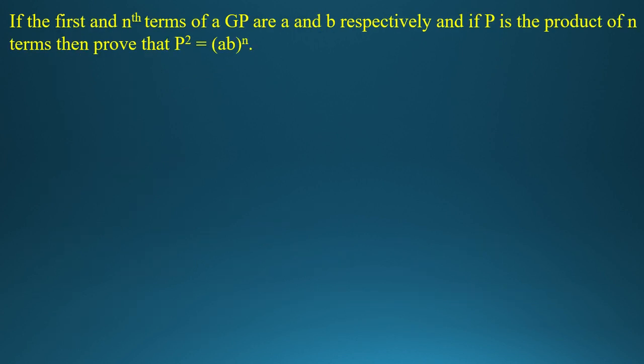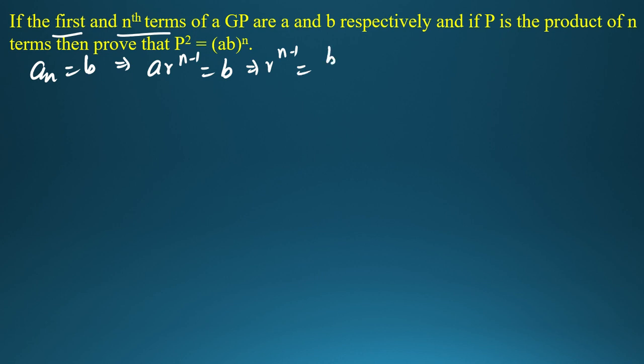Now, the next question is, if the first and the nth term of a GP are a and b respectively, first and nth term. So just read the question and try to make the equations also, okay. So a is the first term, no doubt, normally we take a as the first term. The nth term is b. So an is equal to b means a r to the power n minus 1 is equal to b. So from here what we can get, r to the power n minus 1 is equal to b upon a. We will use it later on.